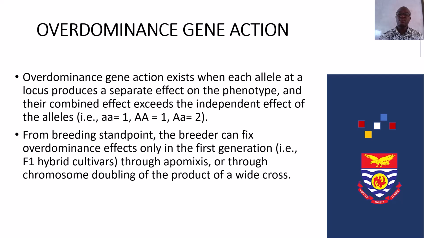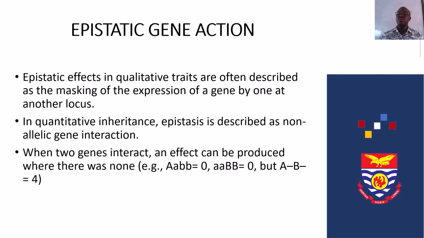From a breeding standpoint, the breeder can fix the overdominance effect only in the first generation, that is, the first filial hybrid cultivars, through apomixis or through chromosome doubling of the product of a wide cross.